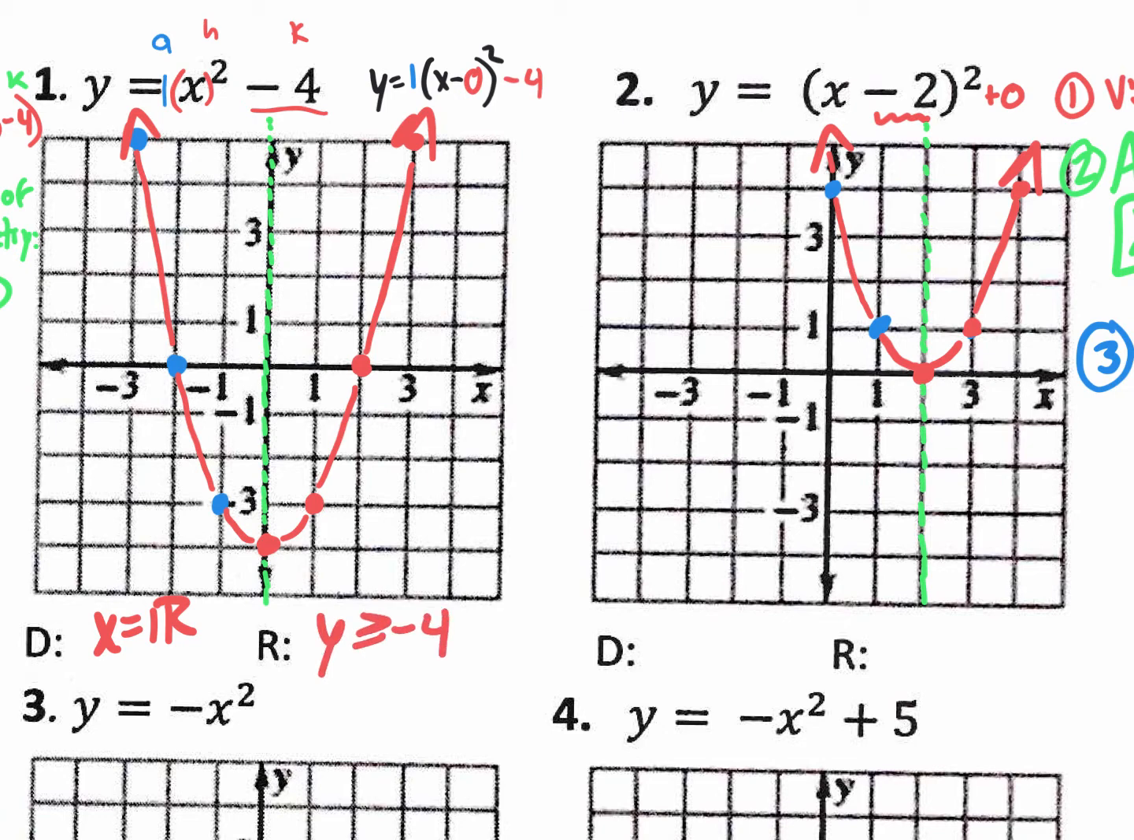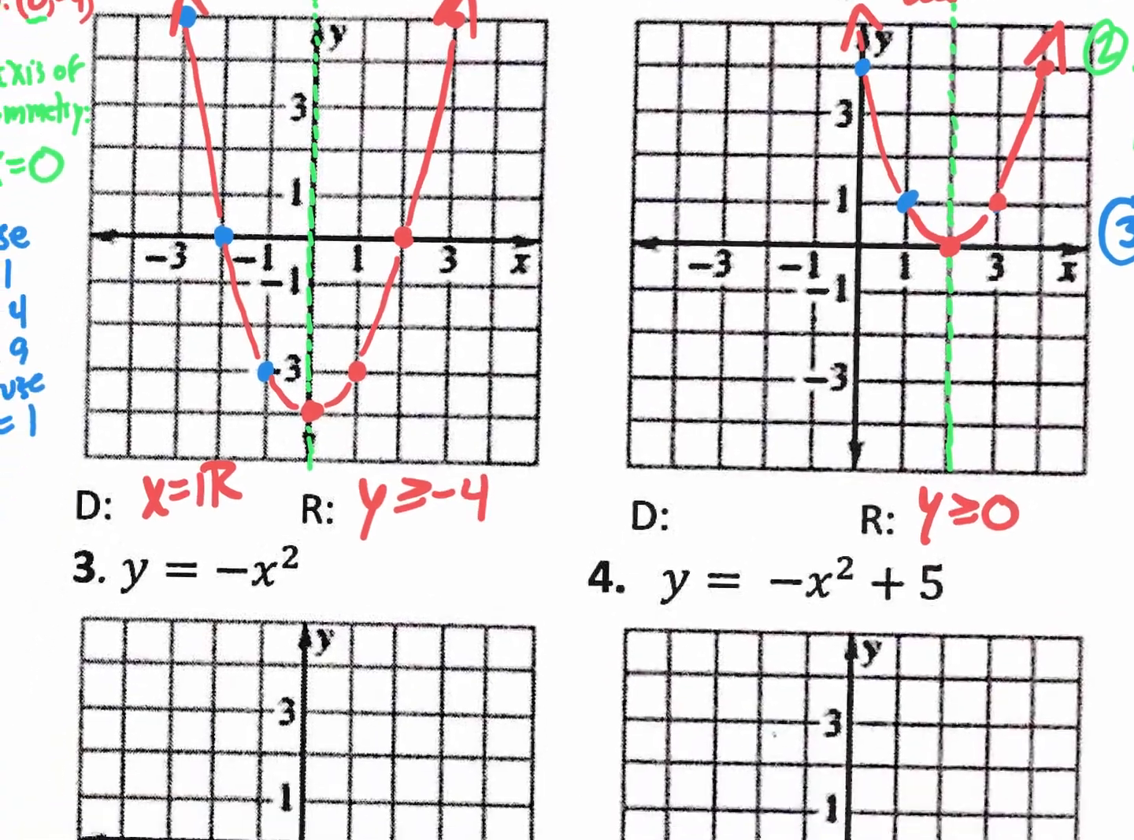How about number 2? What's the range on that one? Y is greater than or equal to 0. That's right. Because the vertex is negative 2, 0. The y value of that vertex is 0. It does exist at the y value of 0 and above. So y is greater than or equal to 0.